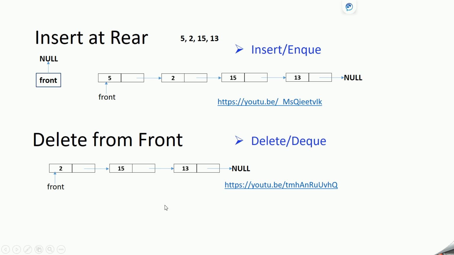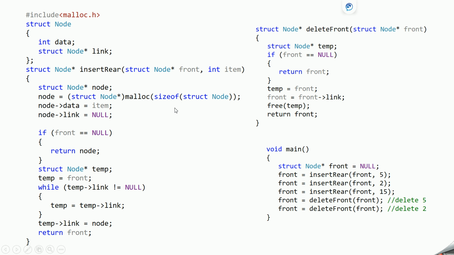So now let's see the entire code. This is the entire code, where this is the insert function which allows us to add an element at the end of a linked list, and this is the delete function which allows us to delete a node from the start or front of a linked list. And from the main, what we are doing is inserting some elements and then deleting the elements.